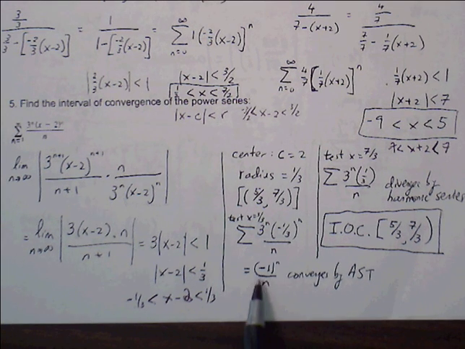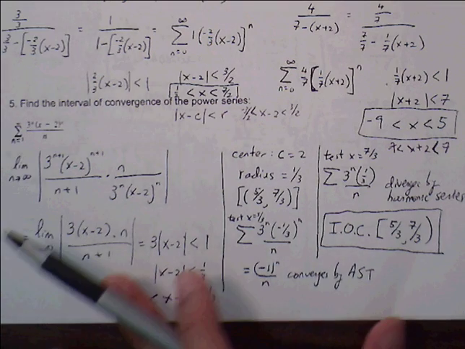So we know that if we have a harmonic series where there are alternating signs, this will be good enough for it to converge. So this will converge by the alternating series test.